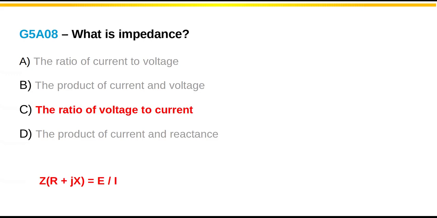It's just like resistance. Voltage to current. When you play with big amplifiers, you'll remember.